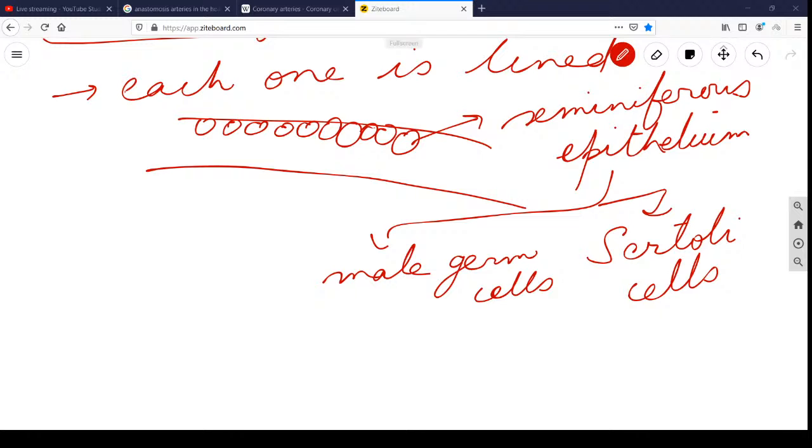So we have talked about this division leading to the formation of spermatids and then the spermatozoon. So we will not be diverging our attention. What we'll be talking about is the function of Sertoli cells.